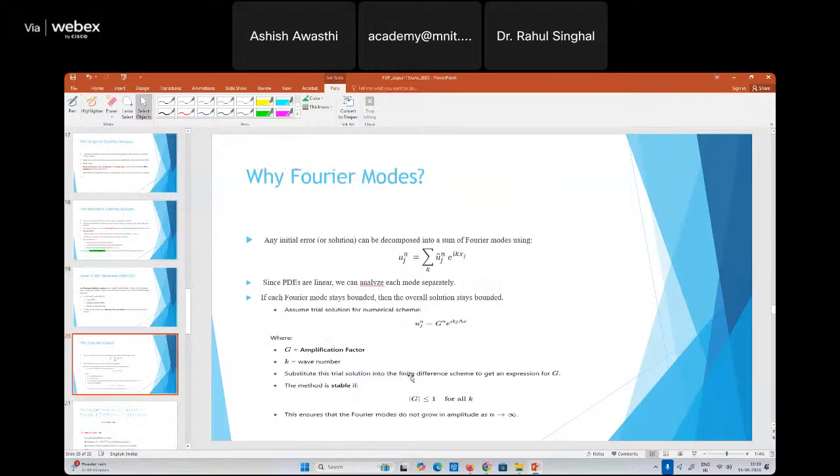Okay. Now, why Fourier modes actually? Again, the reason is that if you want to capture a small error, you can write it in terms of some known functions, and the simplest known function that we can use is the Fourier series.